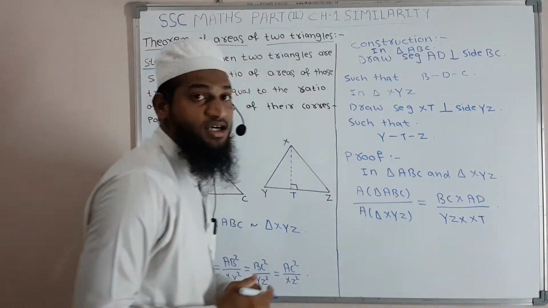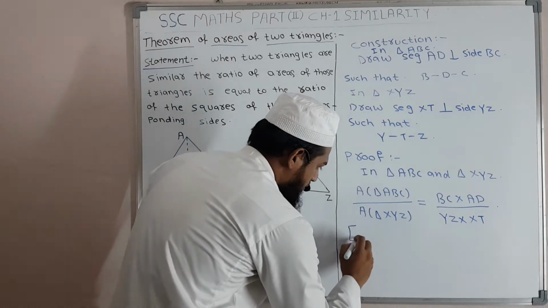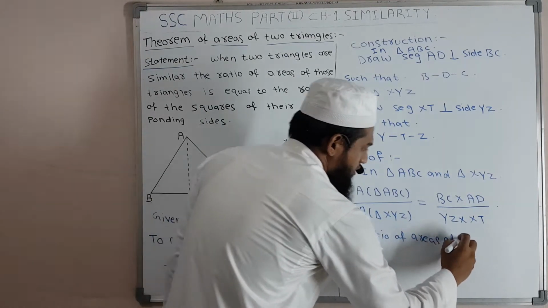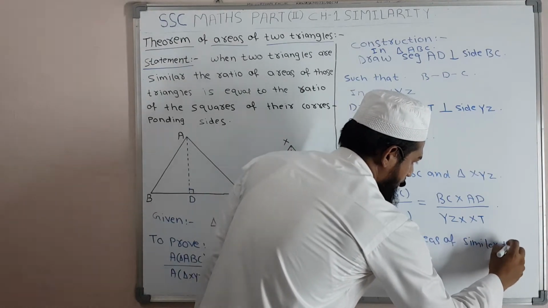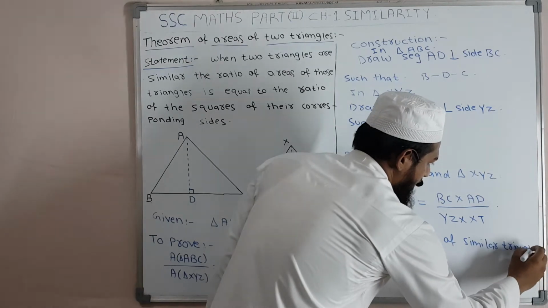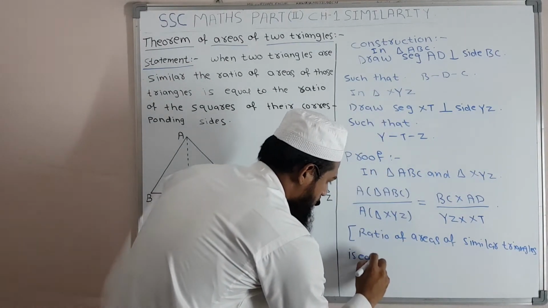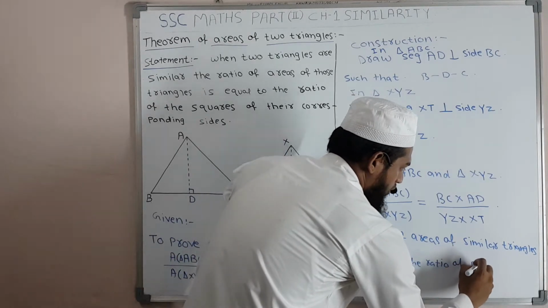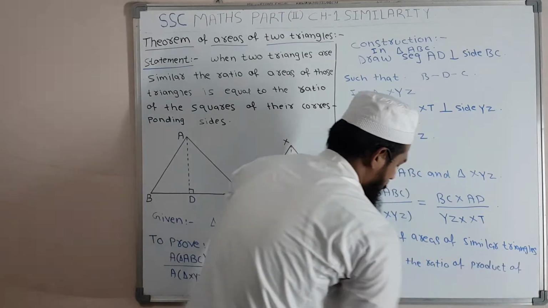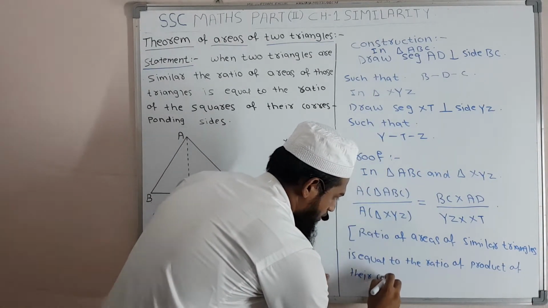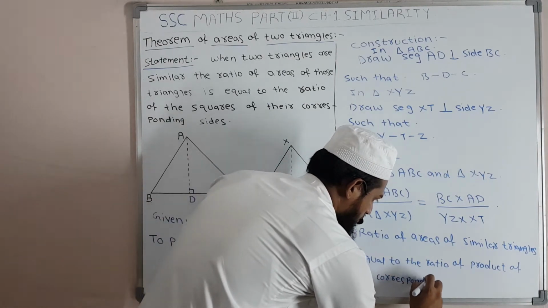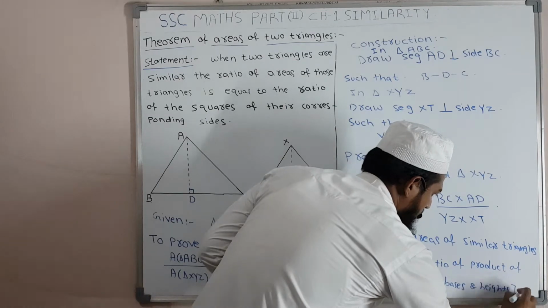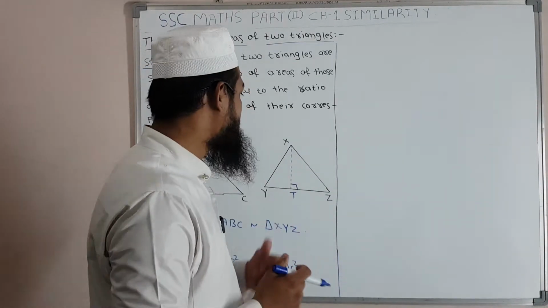So what is the reason of writing this? I can write here the reason: ratio of areas of similar triangles is equal to the ratio of product of their corresponding bases and heights.